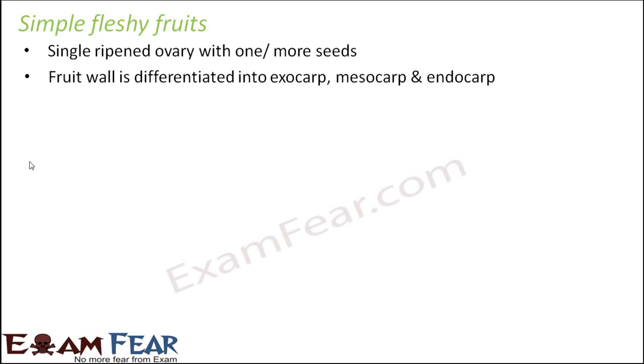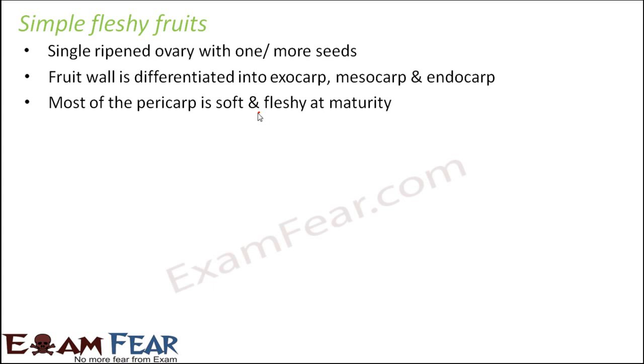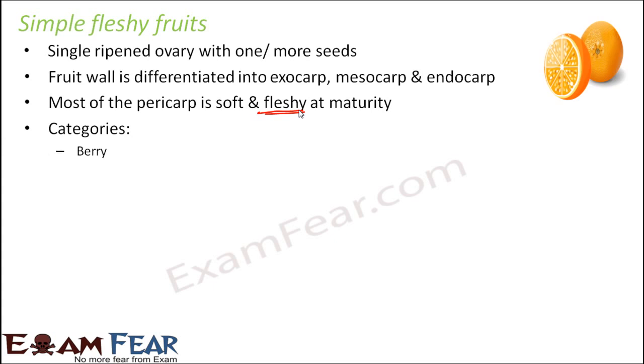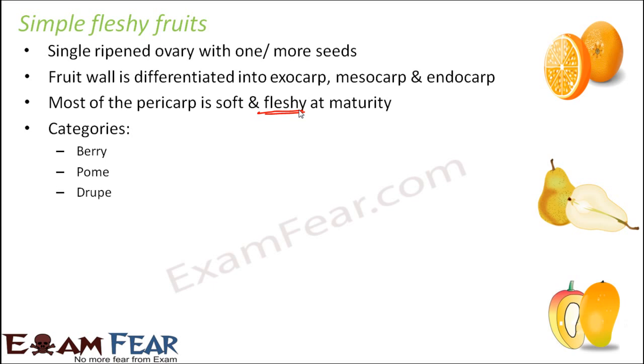Here the fruit wall is differentiated into exocarp, mesocarp and endocarp. So three distinct layers can be seen. Most of the pericarp is soft and fleshy at maturity, and that is why they are known as fleshy fruits, because the pericarp is nothing but exocarp plus mesocarp plus endocarp. So the entire fruit wall is fleshy. So they are called fleshy fruits. So examples of fleshy fruits would be berry, pome, drupe. These are some of the examples of fleshy fruits.